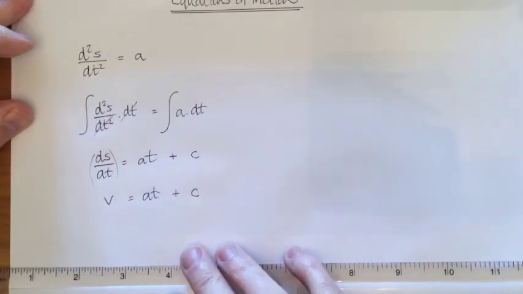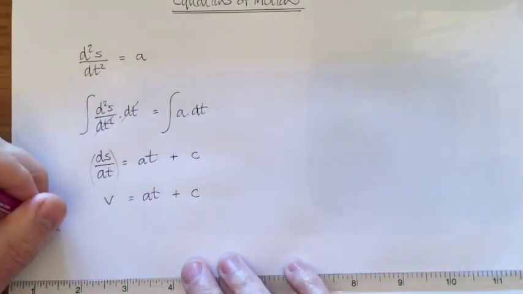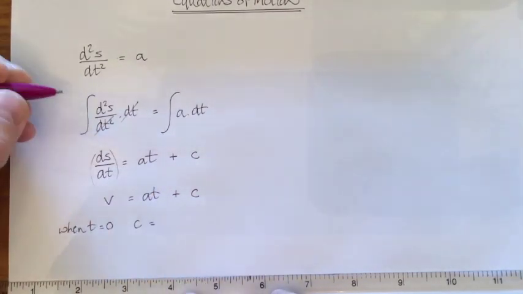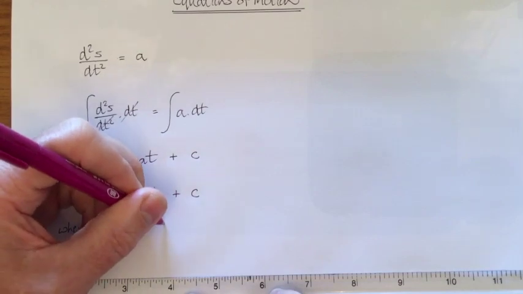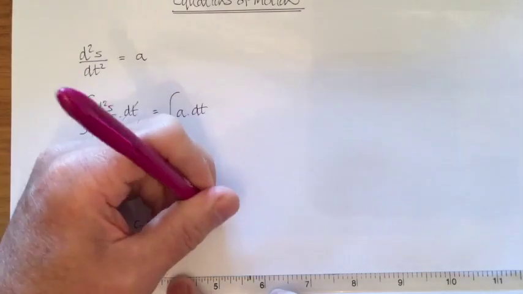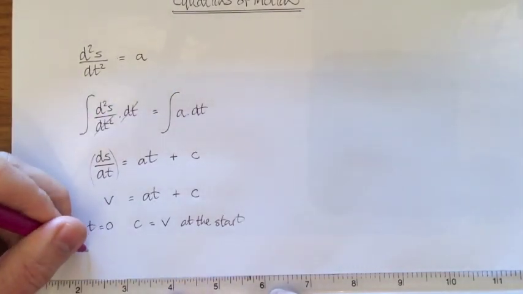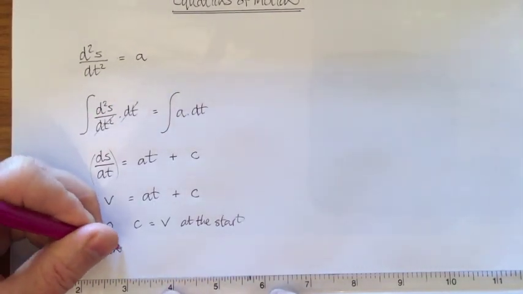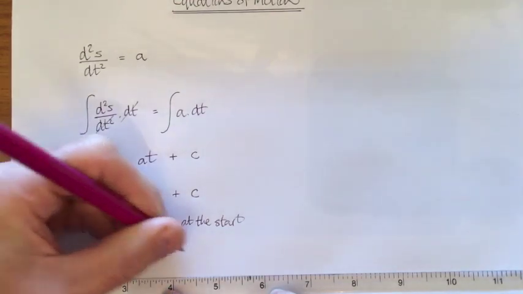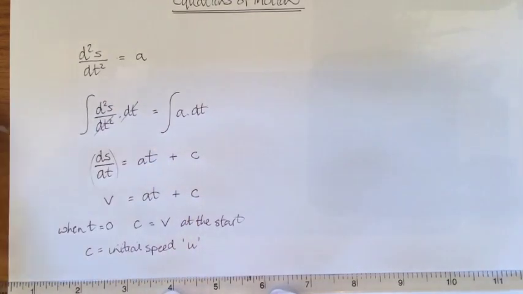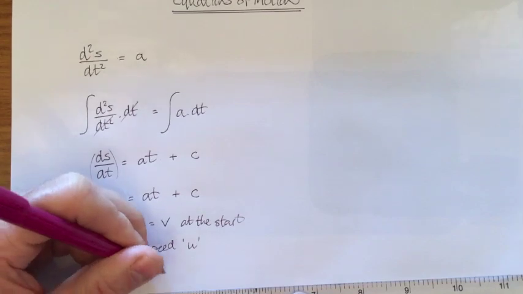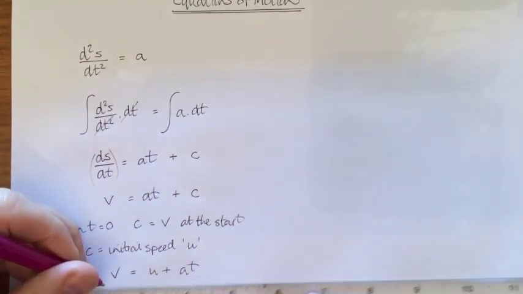And in this case, when t equals 0, c equals v at the start. So c equals the initial speed, u. So v equals u plus at.